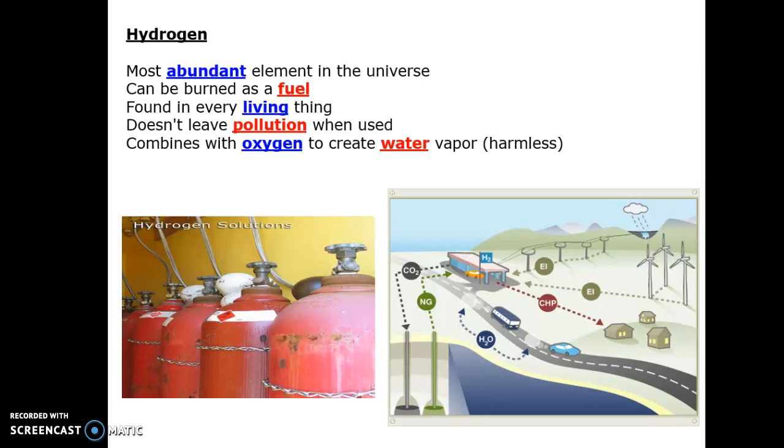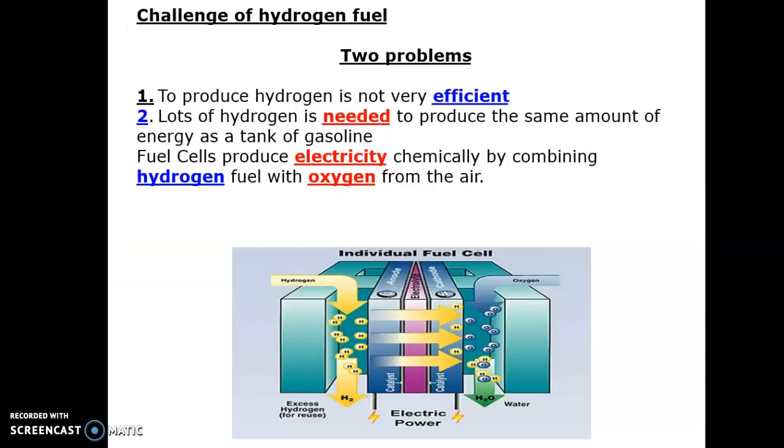Hydrogen power. So hydrogen power is up and coming. It is the most abundant element in the universe, is hydrogen. It can be burned as fuel. It can be found in every living thing. It doesn't leave pollution when created. It combines with oxygen to create water vapor, which is harmless.